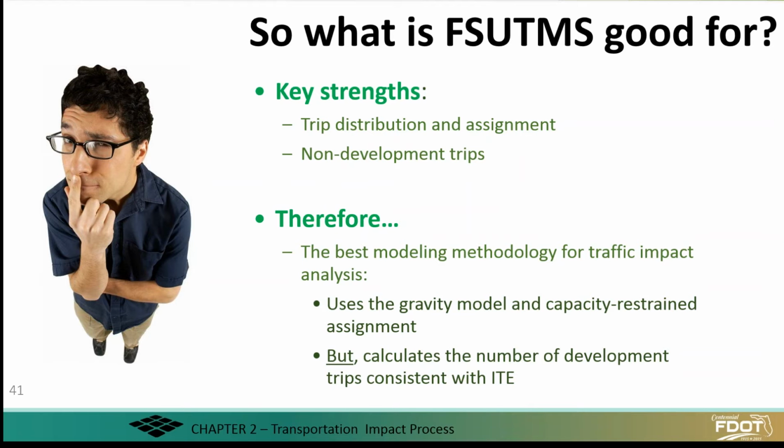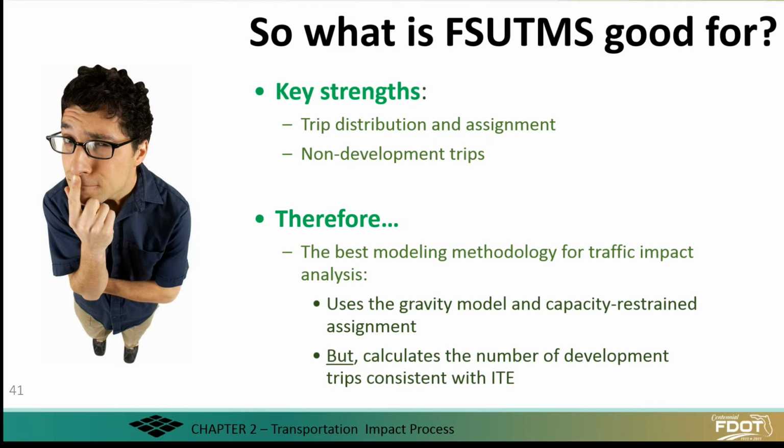In this way, the ITE trip generation is a more applicable practice for determining the number of trips for your project. So what is FSU-TMS good for? Its key strengths are on those computationally intensive processes we discussed earlier, trip distribution and trip assignment, figuring out where all those trips that are being generated want to go and which roads those trips are going to take to get there. It's also very useful for developing the non-development trips, or the general traffic occurring in the region that are not specific to your project.